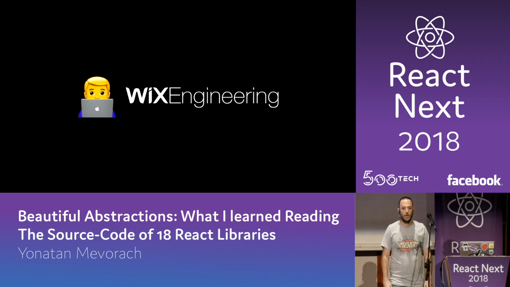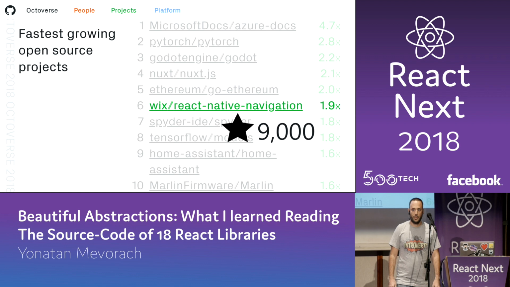React libraries. Recently, GitHub put out their annual Octoverse report, and we were featured there. One of our solutions for navigation in React Native was featured as one of the fastest growing projects.